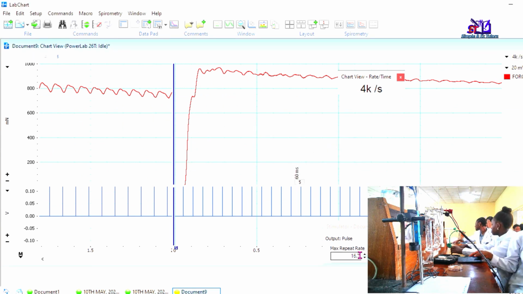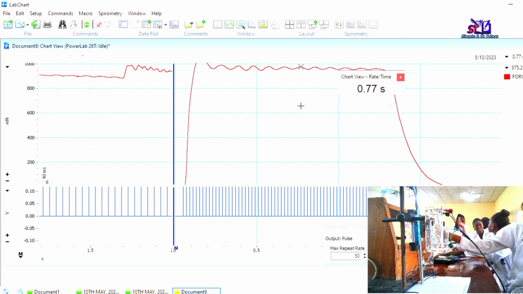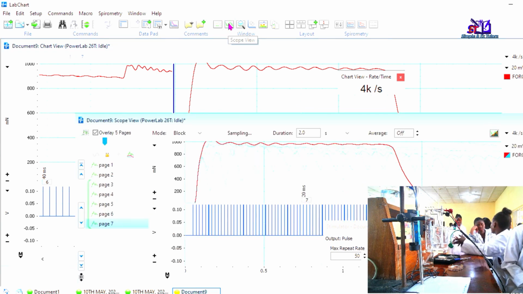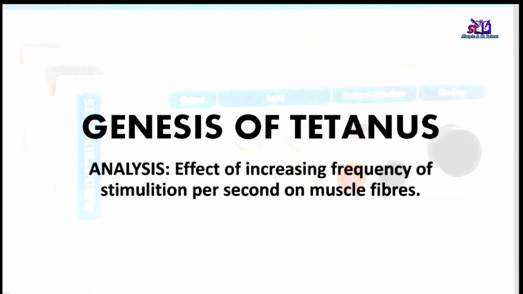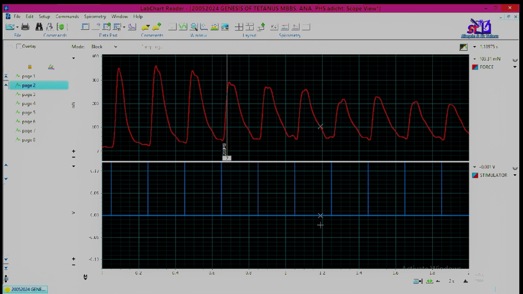The process leads to what we call single contraction, staircase phenomenon, treppe phenomenon, clonus, incomplete tetanus, and then complete tetanus. This is our force interpulse interval. As we keep on increasing the frequency of stimulation, we first get the single contractions. These are the single contractions.